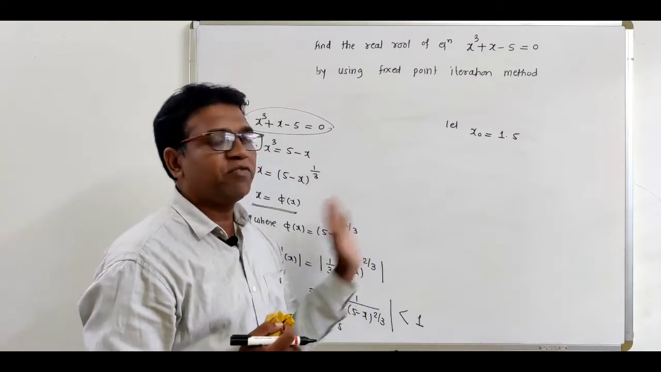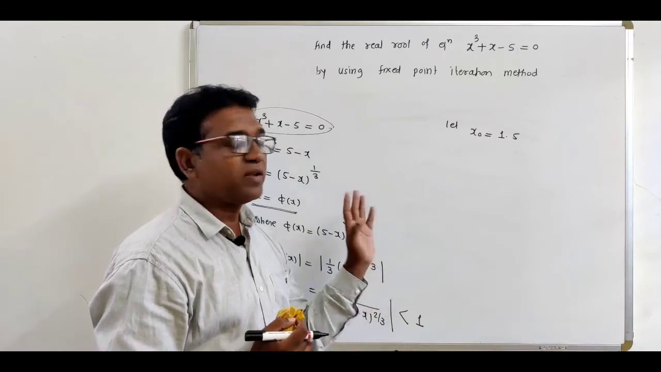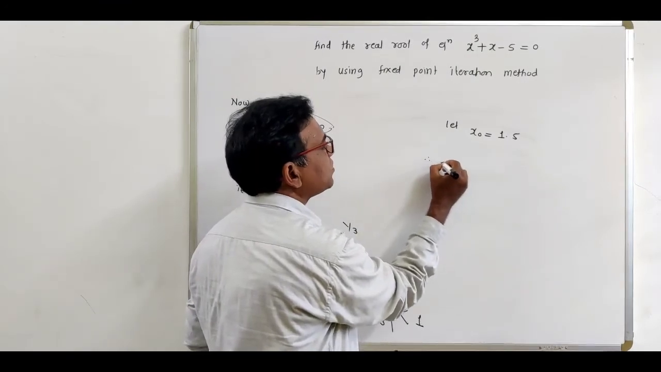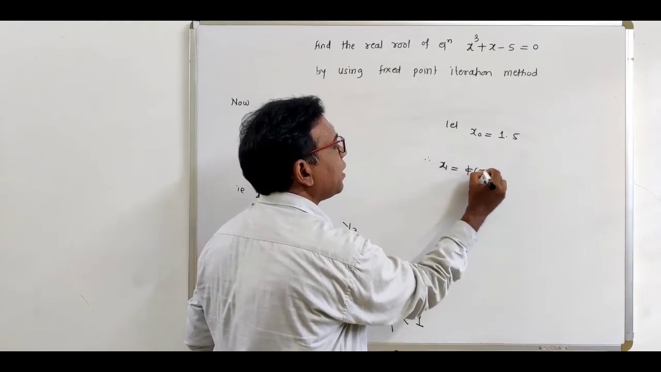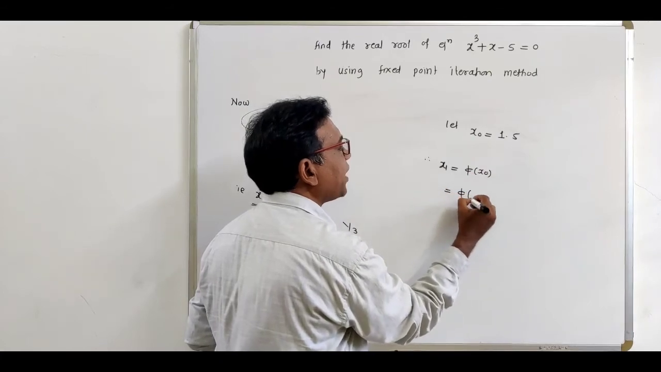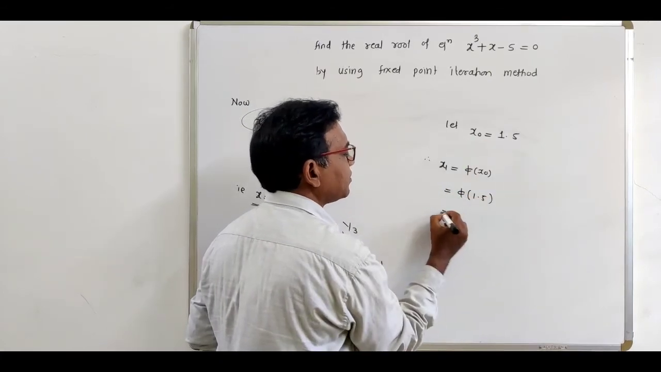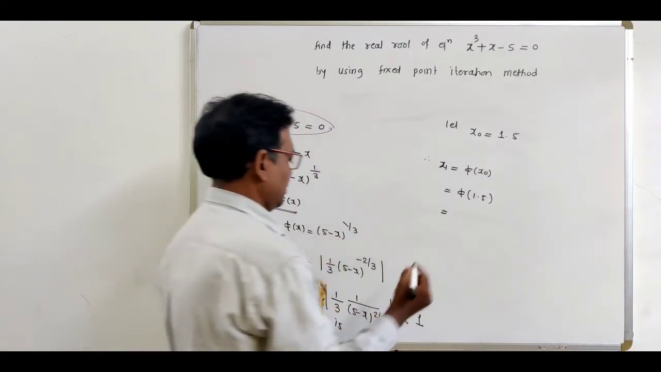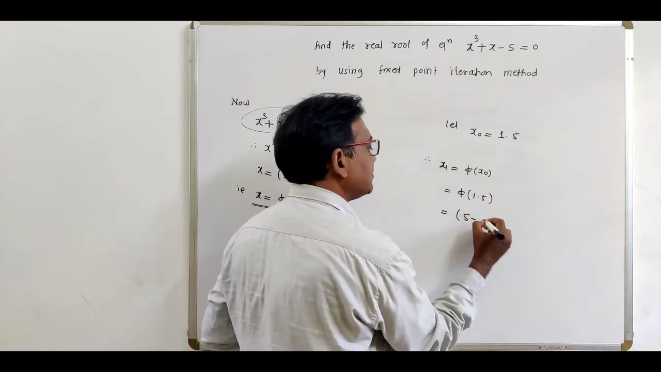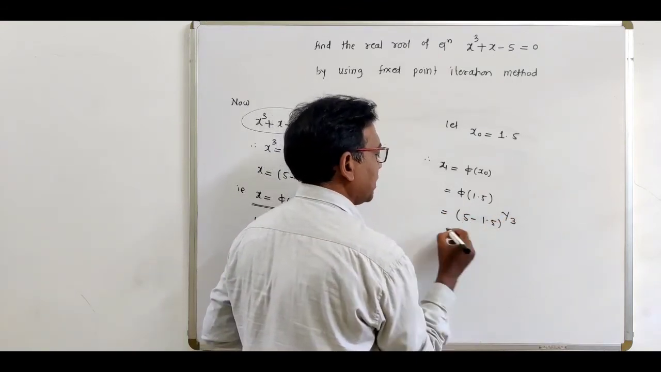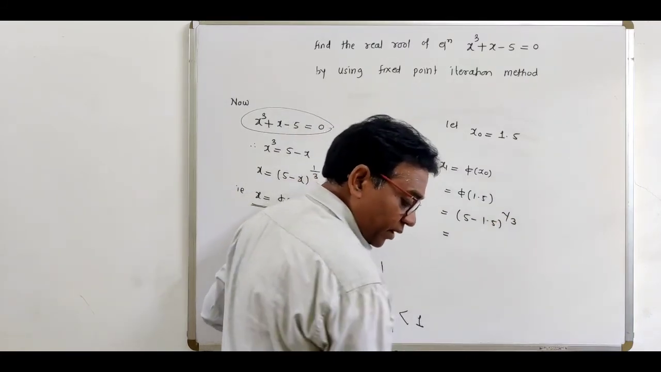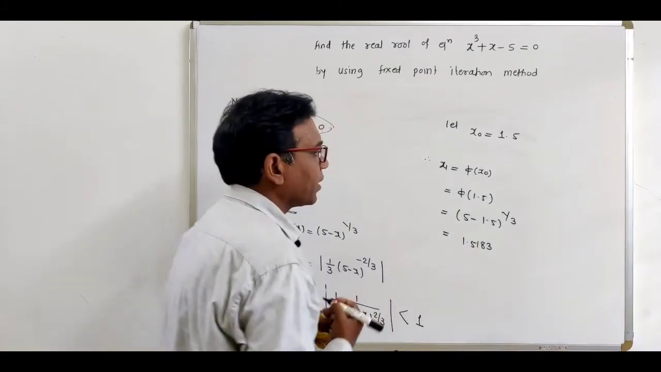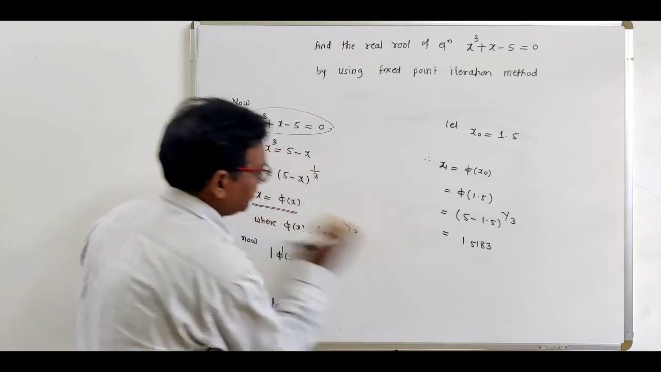We can take any value in between 1 and 2. We can take 1.75, we can take 1.65. So let us put x0 equal to 1.5. So find out the first approximation x1, that is given by phi of x0. So this is phi of 1.5. Now use this function phi x, put x equal to 1.5 in this function. So this is (5 minus 1.5) raised to 1 upon 3. So what is this value? This is given by 1.5183.